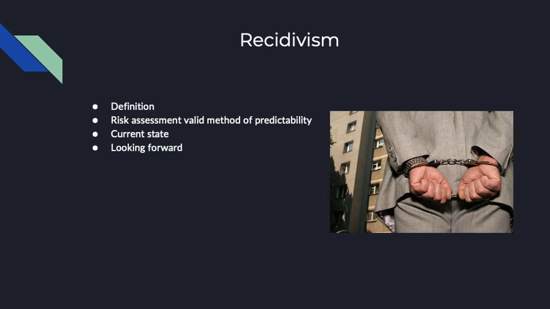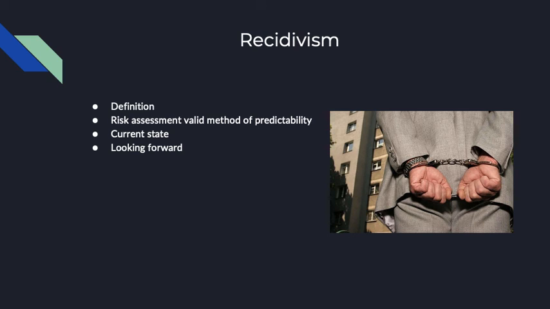This leads us to recidivism. So recidivism, simply put, is the tendency of a convicted criminal to reoffend. Risk assessment is a claimed valid method of predictability. However, to what extent it's accurate or reliable, we're not exactly sure. This varies from scientist to criminologist to psychologist, and it does not help in our research efforts.